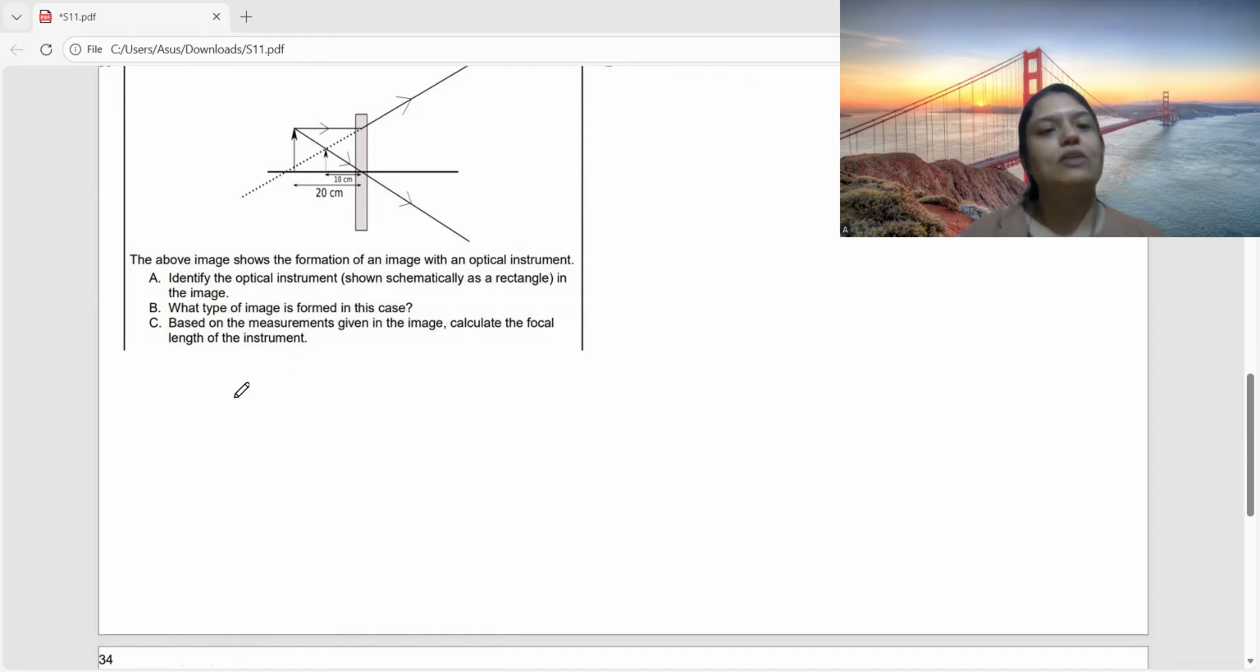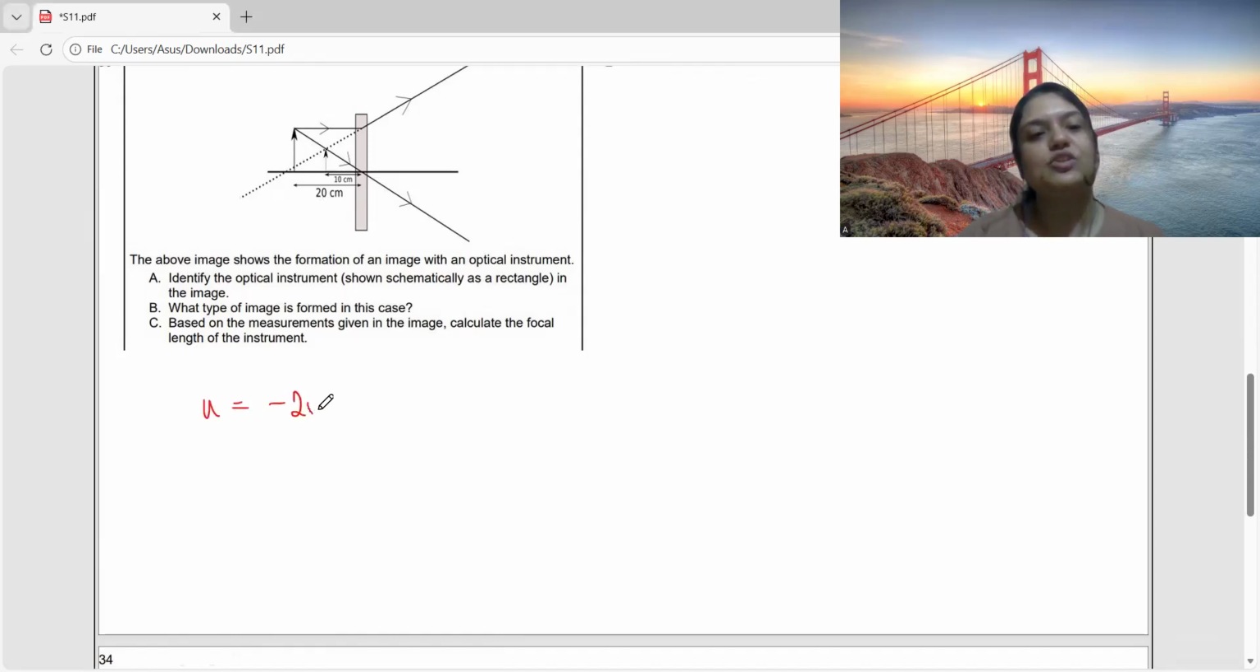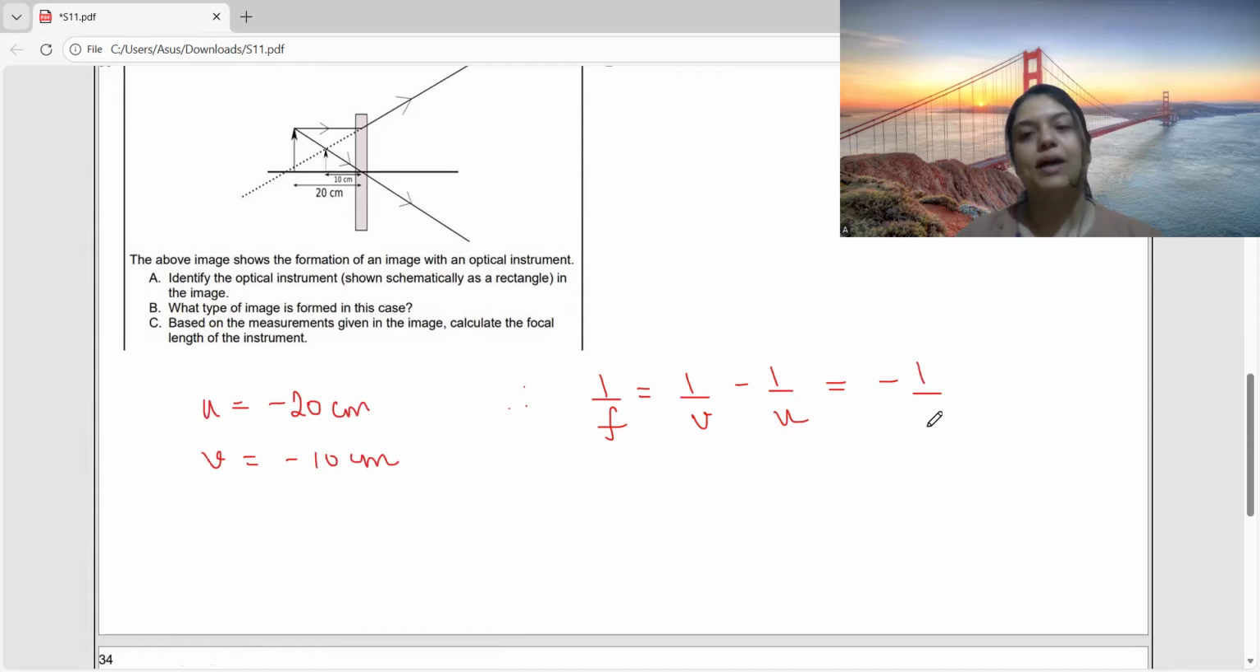Based on the measurement, now let's see. U is given as minus 20 centimeter and V is given as minus 10 centimeter. So U is my object distance, V is my image distance. Now I need to calculate the focal length. Okay, so this is a lens. So my formula will be 1 by F is 1 by V minus 1 by U. Let's substitute, that is minus 1 by 10 plus 1 by 20. Now you can do your calculations. So that's 20, that's minus 2 plus 1, that is minus 1 by 20, or my focal length is given by minus 20 centimeter.